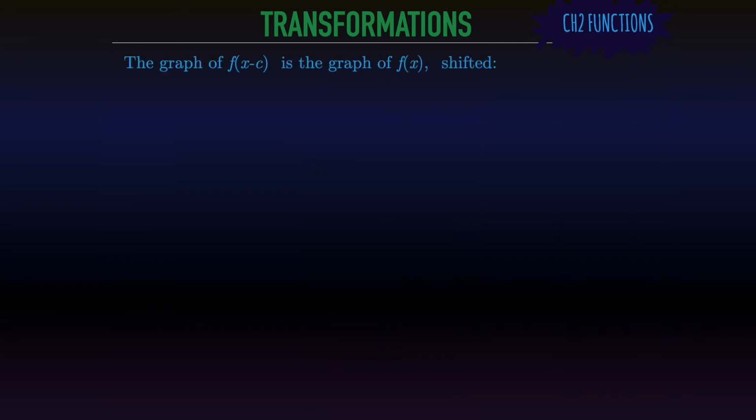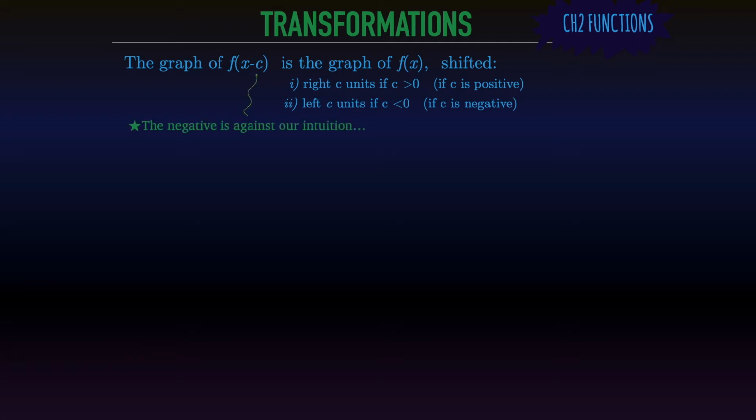So to generalize this, the graph of f of x minus c, notice that's on the inside, is the graph of f shifted right c units if c is positive, left c units if c is negative. And again, that's against our intuition because it's a negative. So if c is negative, it's going to look like it's positive there.